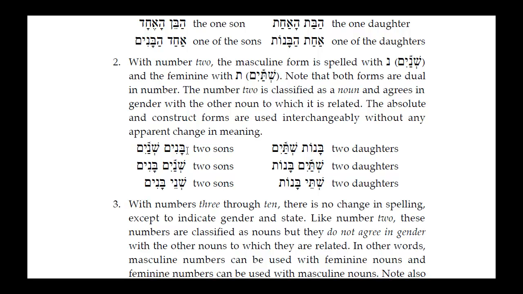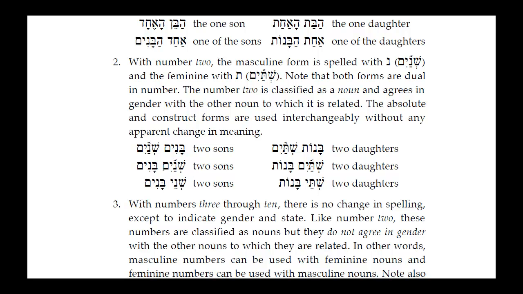So what we have is Banim, Shnayim. We have a masculine plural with a masculine dual noun 2 right here. Banot, Shtayim, same thing. Feminine plural. Then we have the feminine dual noun here, agreeing in gender here.